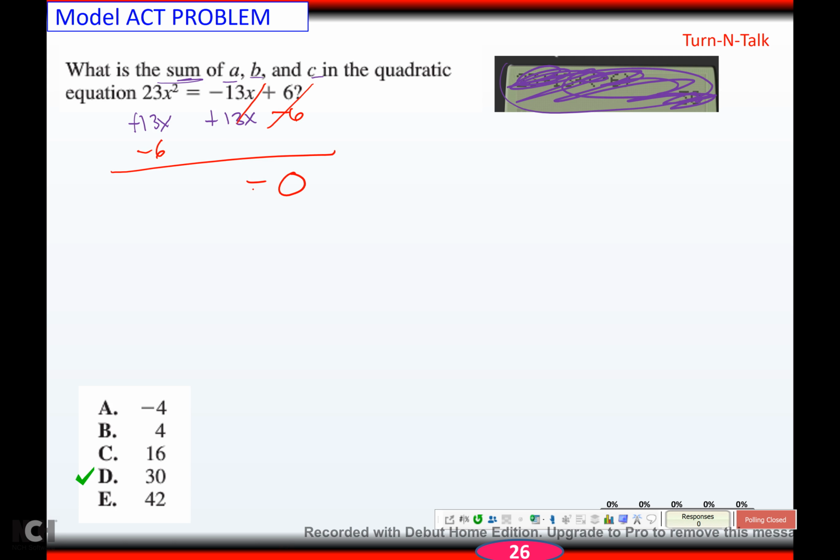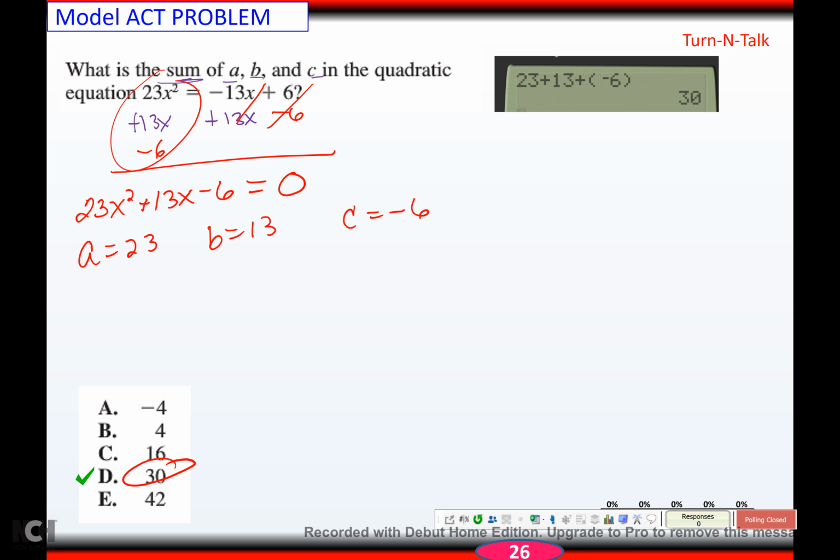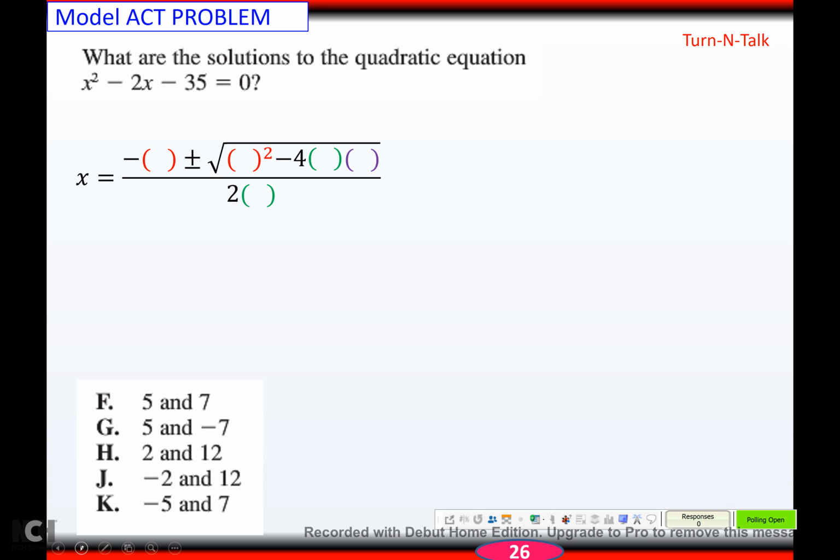which gives me 0 on this side. None of these are like terms, so just drop them all in quadratic order, which is 23x squared plus 13x minus 6, which means a is 23, b is 13, and c is negative 6. So if I add all those up, I get 30. Okay? Alright, try this one. Hit pause. Come back when you're ready.